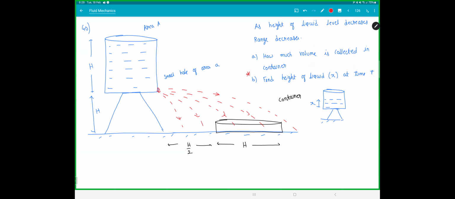Initially, the liquid will overshoot, then the liquid will come closer, so it will fall in the bucket for some time. So how much water gets collected in the bucket? You can neglect the height of the bucket.